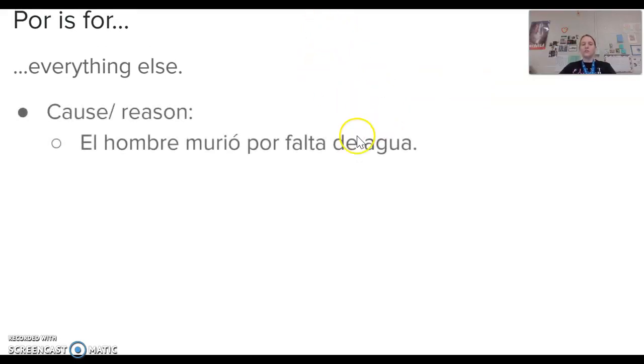Okay, so cause or reason. So I just have some examples on here. I don't have an explanation of these. So el hombre murió por falta de agua. The man died from a lack of water.